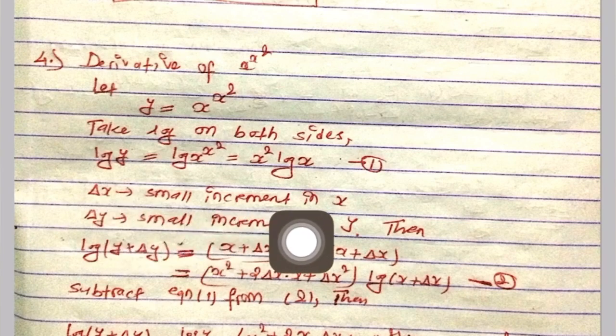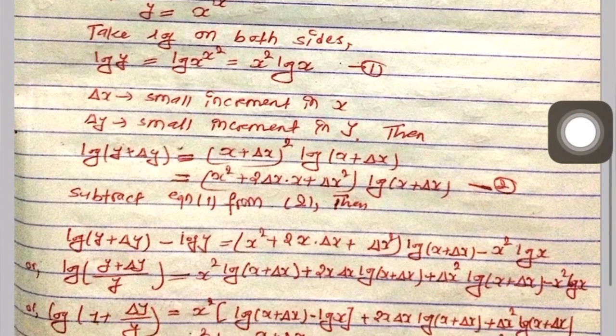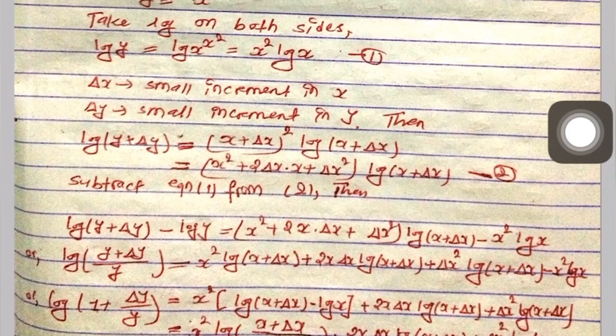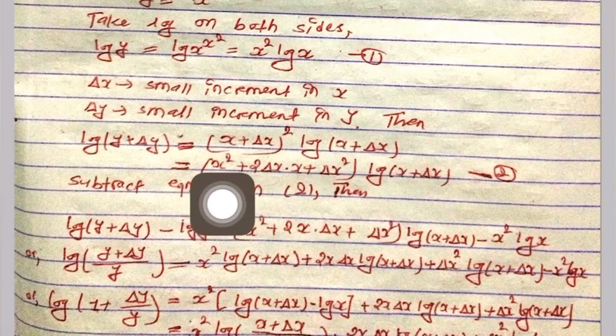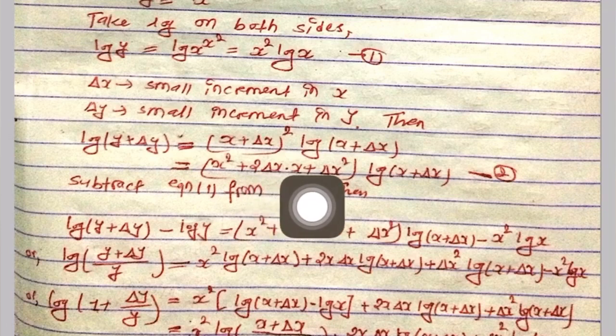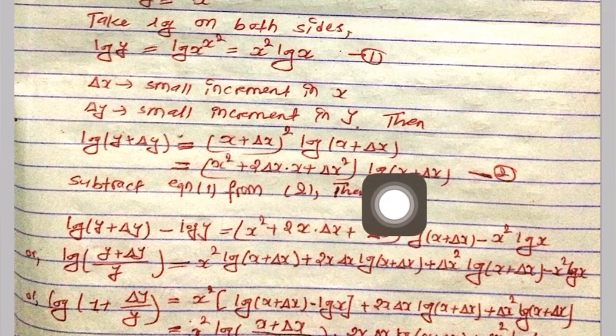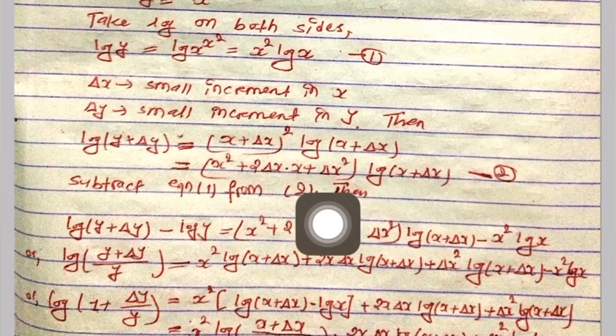Let del x be a small increment in x and del y be a small increment in y. Then we can write equation 1 in terms of del x and del y as log of (y plus del y) is equal to (x plus del x) whole squared times log of (x plus del x). Open the bracket: (a plus b) whole squared is equal to a squared plus 2ab plus b squared. So after opening this, we get (x squared plus 2 del x times x plus del x whole squared) times log of (x plus del x). This is equation 2. Subtract equation 1 from 2.